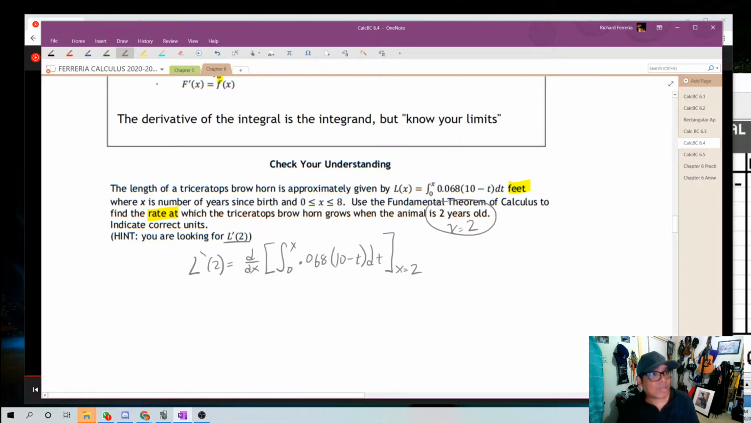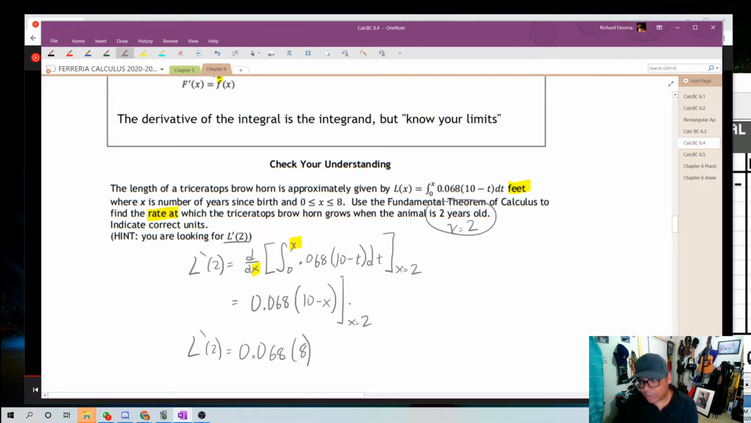So I'm looking at the derivative now, and I see that my variable of differentiation is exactly the same as the upper limit, which is what I want. So I can just substitute that upper limit in. 0.068 times (10 minus x). Evaluate that when x is equal to 2. And we get that L prime of 2 is equal to 0.068 multiplied by 8. And I don't know what that is.